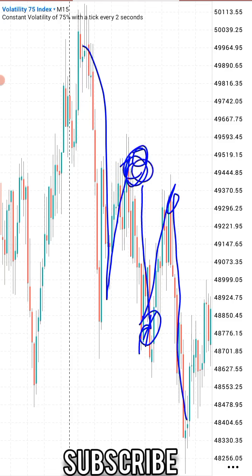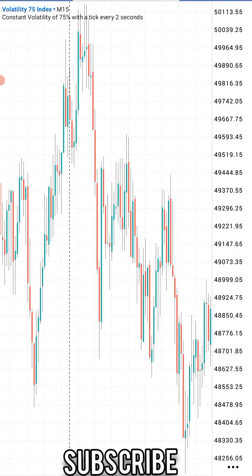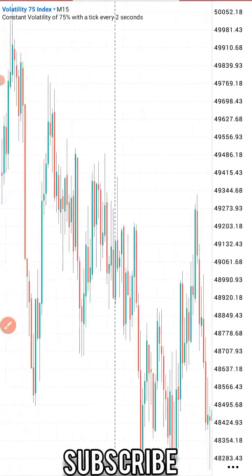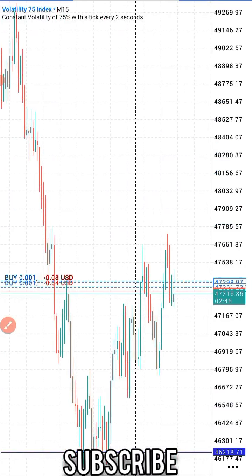This is your entry point here when you're going down. You get it? If you're selling, look for higher lows and sell down. While in buying, which we can see here, I look for my lower low, and I enter my trade.